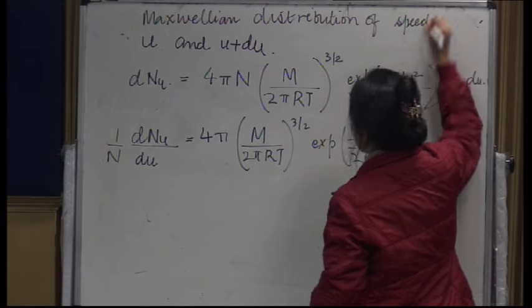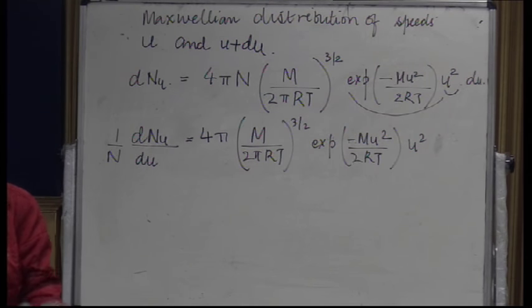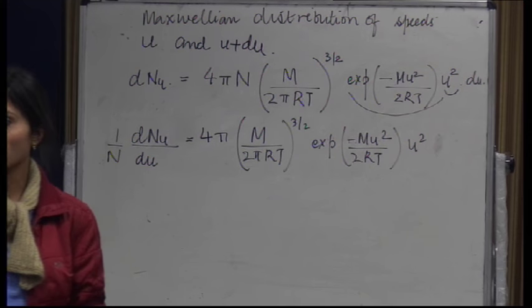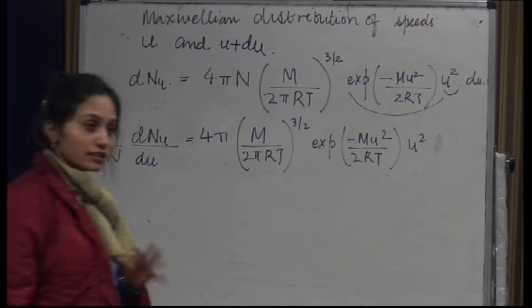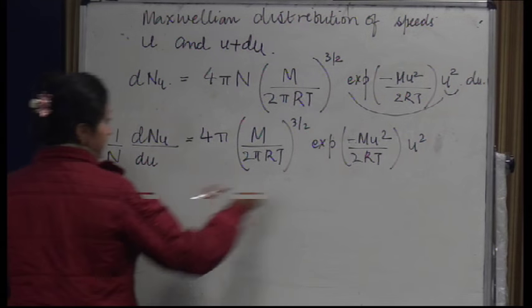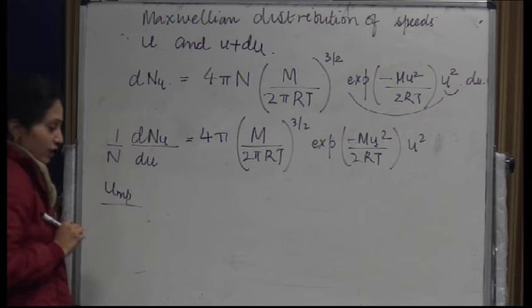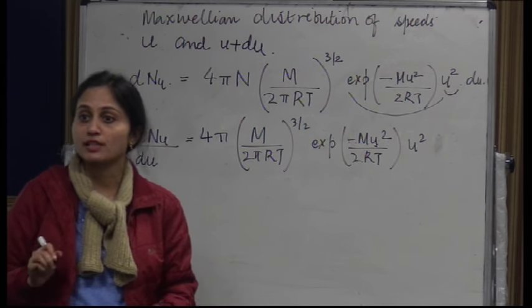Or this is also known as the law of distribution of speeds. So today's class was a lot of theoretical work, and in the next class we'll start out with the numericals, because from here what we get is this u can be talked of as the most probable. Now from here we can actually get a relationship for the most probable speed.